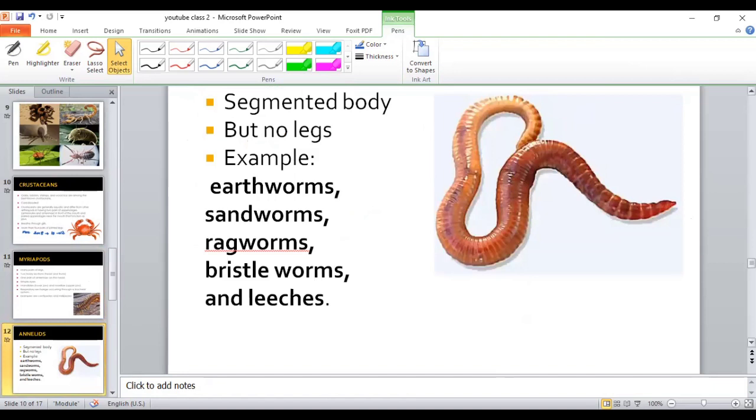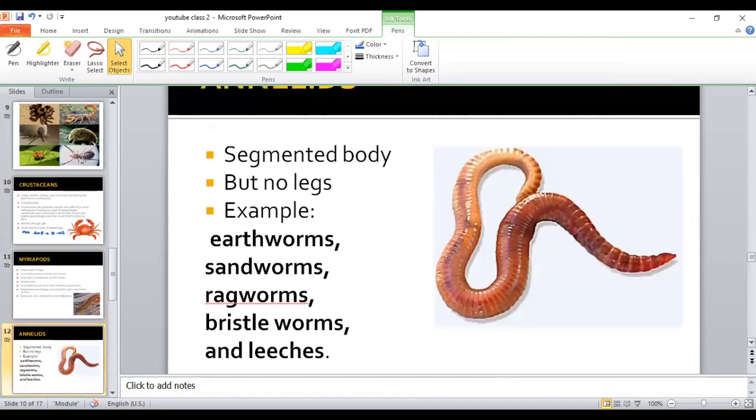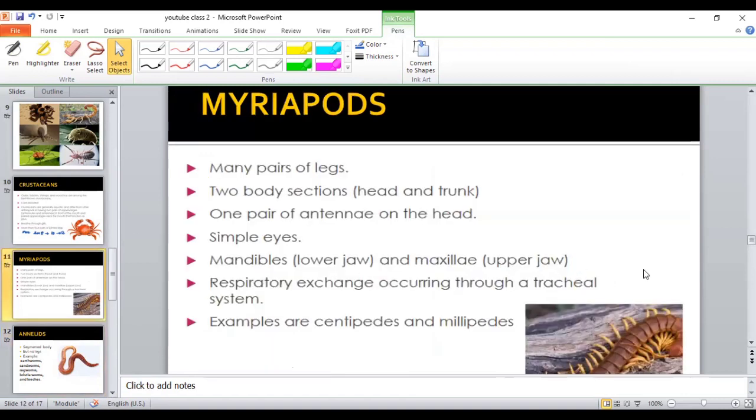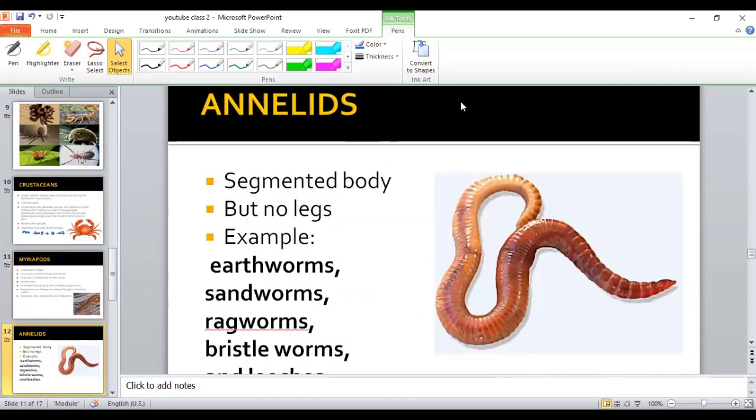Then we are talking about annelids. Sometimes questions are there about annelids. Basically, annelids have a segmented body, but they don't have legs. So they do not belong to phylum Arthropoda. This is another phylum. Examples are earthworm, sandworm, ragworm, bristleworm. These are all examples of annelids. Keep it in your mind. Don't be confused between myriapods and annelids. Usually they have a similar type of body, you can observe here, but myriapods have legs and annelids have no legs. Okay.